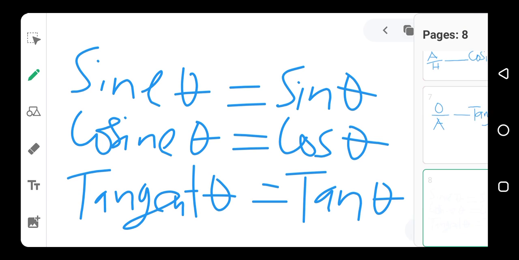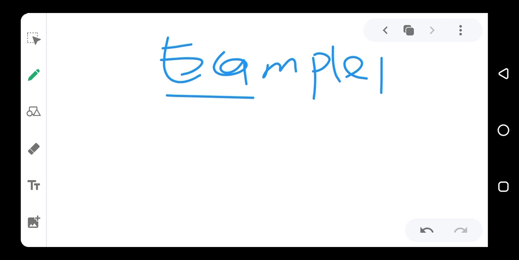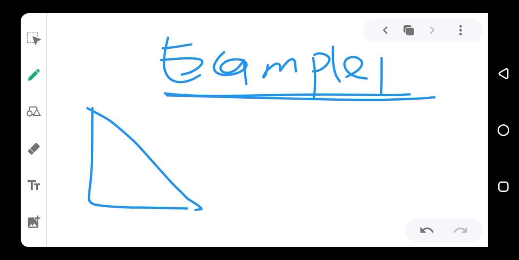Now let's look at some examples. Example 1 for this. If we have this right angled triangle, we know this side as 2 and we have this angle as 30 degrees, and we are asked to find this side x. How do we do this?